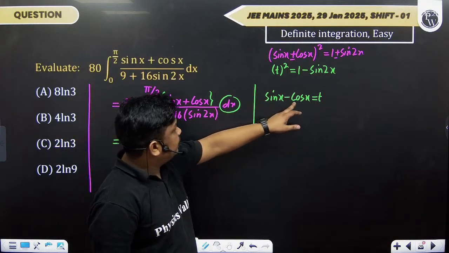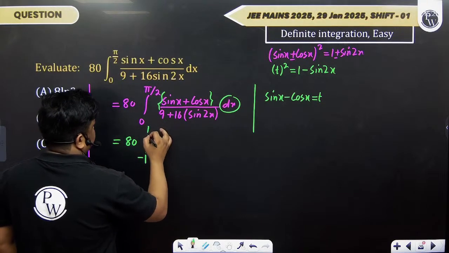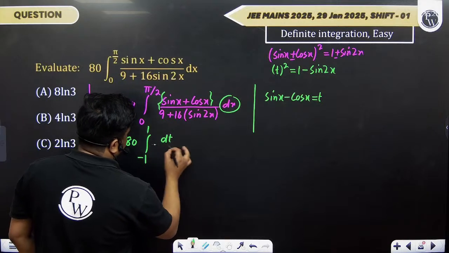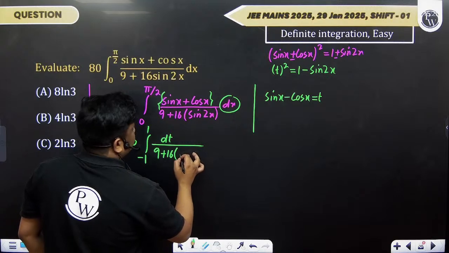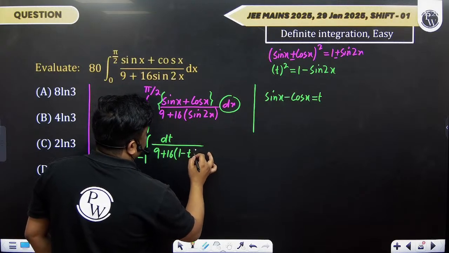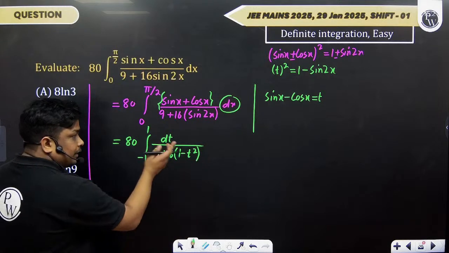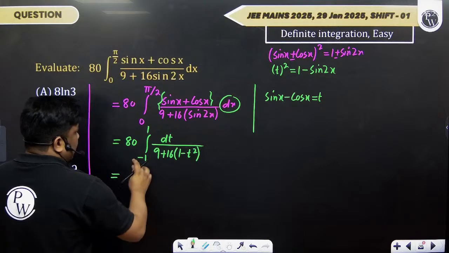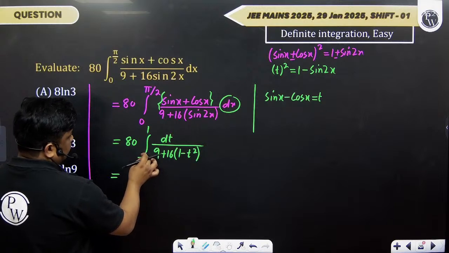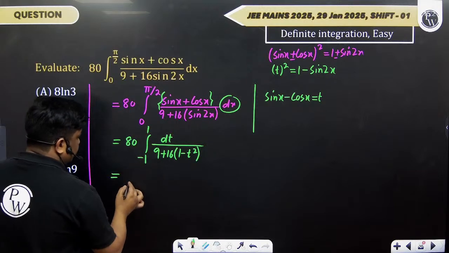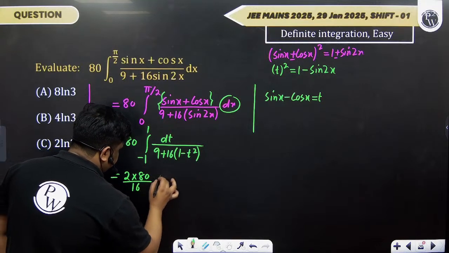80. Now the limits also will change. So sin x minus cos x, at 0, this becomes minus 1. At pi by 2, this becomes 1. This becomes dt. This becomes 9 plus 16 times 1 minus t square. So this becomes 25 minus 16 t square. We take 16 outside. And we can check now, this is an even function. So using integration rules, we can bring this 0 to 1, 2 times of 80 and 16 outside.